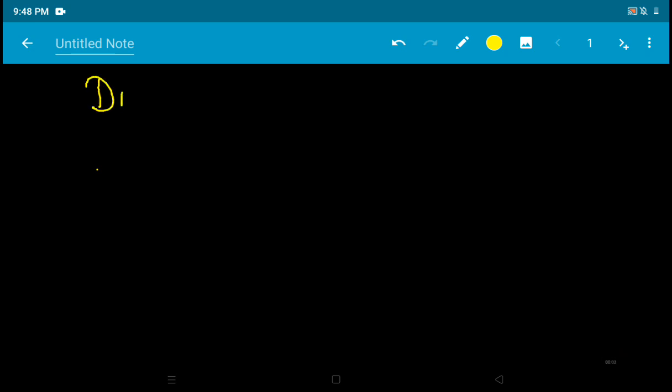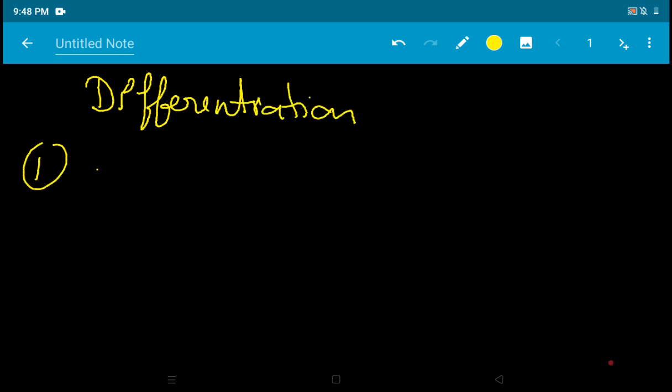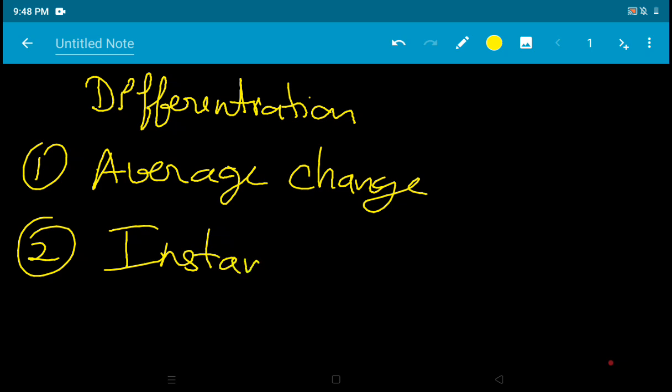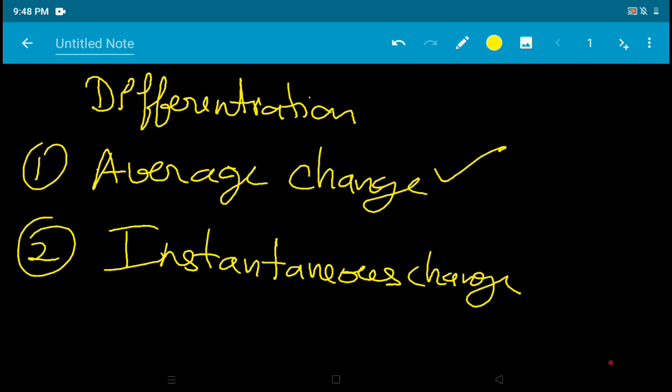The topic: what is differentiation. Two parts we'll be studying here. First we will look at average change, and secondly the most important, instantaneous change. We will be looking at why we don't want average change, and we will be more interested in instantaneous change.